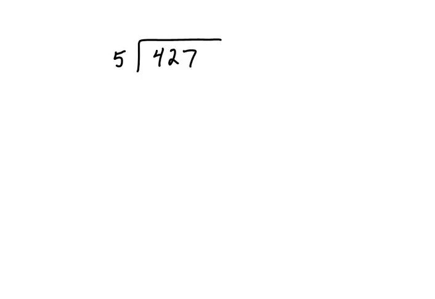In this problem, we want to divide 427 by 5. So we first try to see if 5 goes into 4. But 5 can't go into 4, and so we add another digit and see if 5 can go into 42. And it does. 5 goes into 42 8 times, and 8 times 5 is 40.